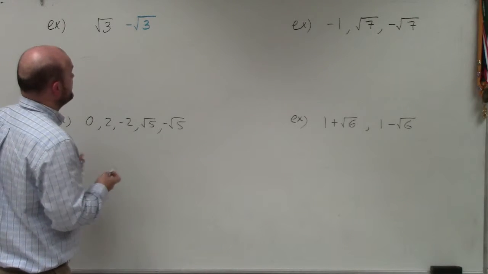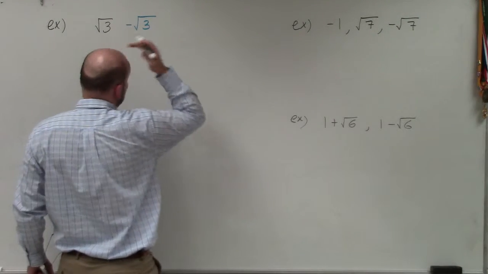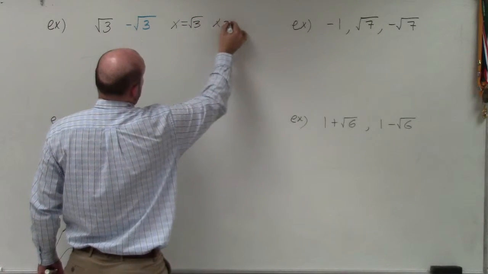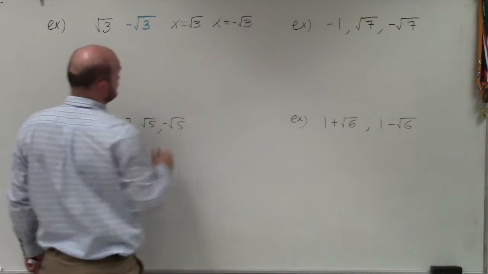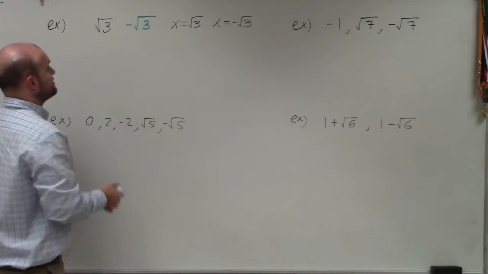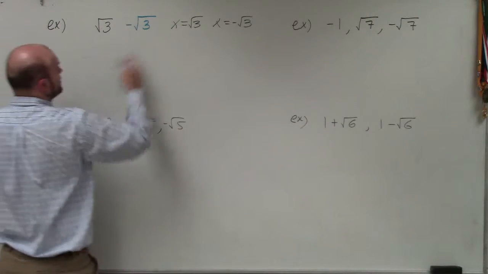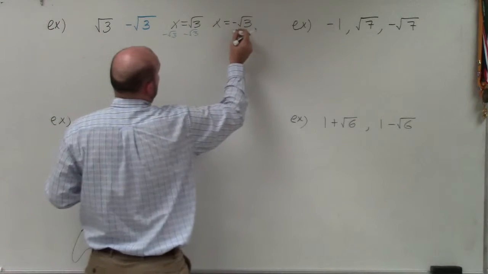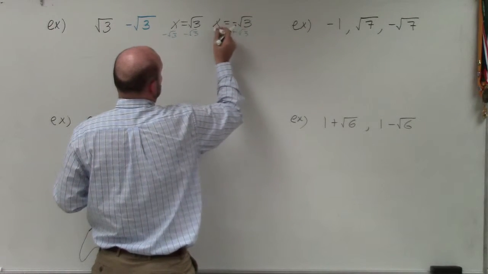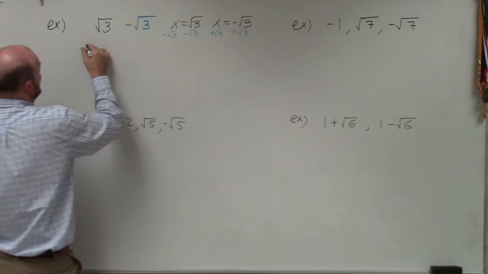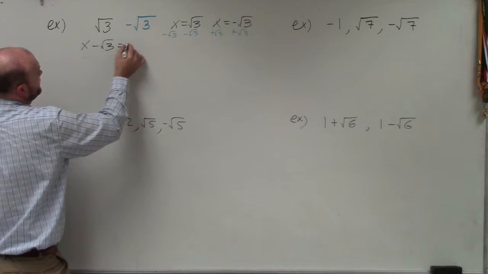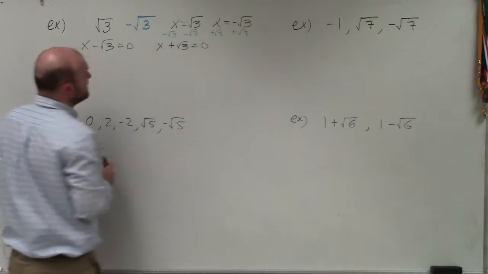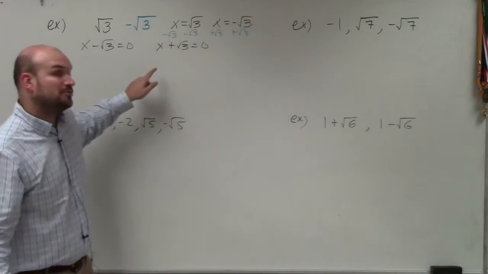Now I simply am going to take my zeros, and I'm going to set them equal to x. So I say x equals the square root of 3, and x equals negative square root of 3. Then the next thing I'm going to do is set them equal to 0. So I'll subtract square root of 3 on both sides. Here, I'm going to have to add square root of 3 on both sides. And therefore, I have x minus the square root of 3 equals 0, and x plus the square root of 3 equals 0. Now, these are my two factors from the zero product property.